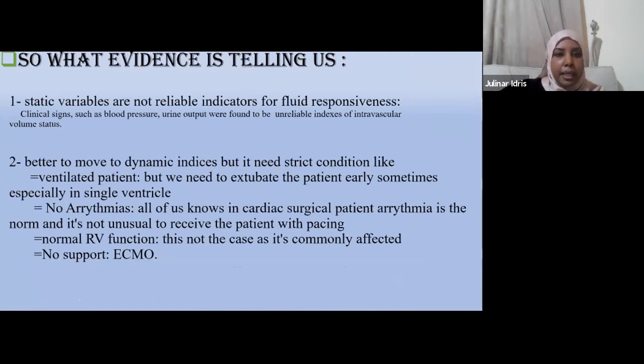So what is the evidence telling us? Evidence, in conclusion, is supporting that static variables are not a reliable indicator for fluid responsiveness. Blood pressure, urine output, and heart rate were found to be unreliable indices of intravascular volume status. The second fact is that it's better to move to dynamic indices, but this needs strict conditions, like the patient should be ventilated, for example, and in some of them, the patient should have no arrhythmia, normal RV function, and no support.